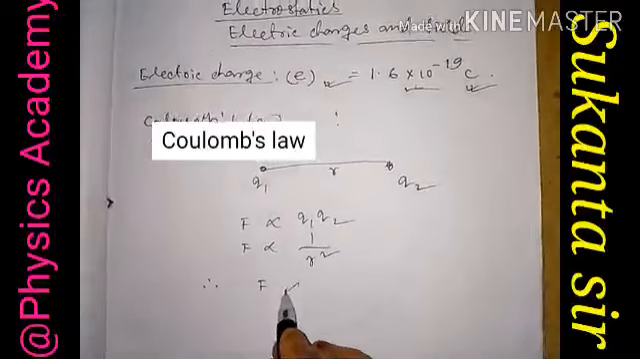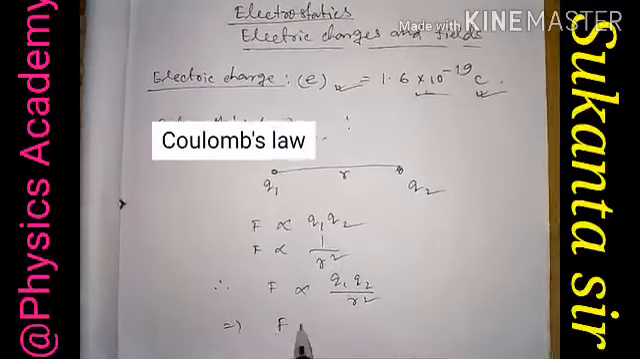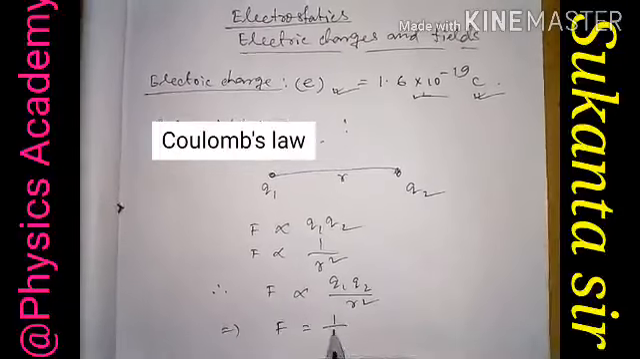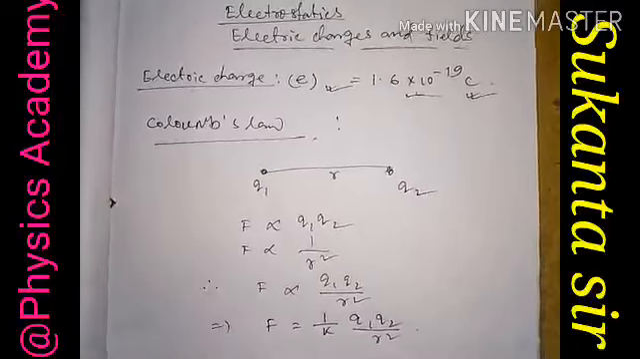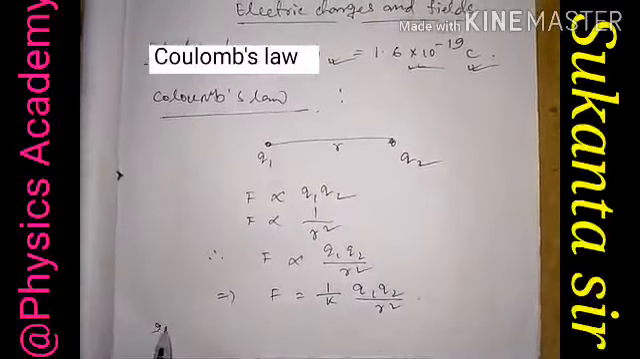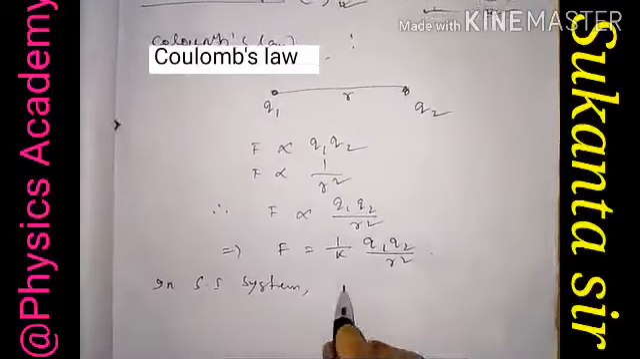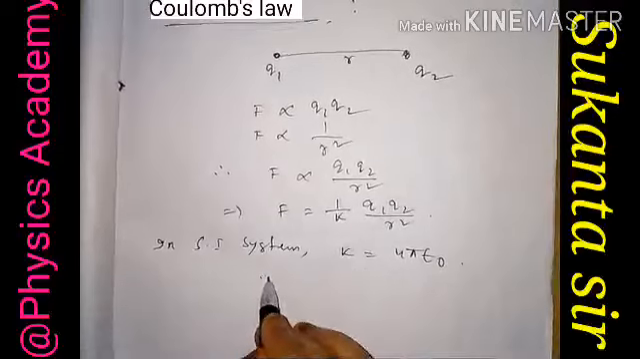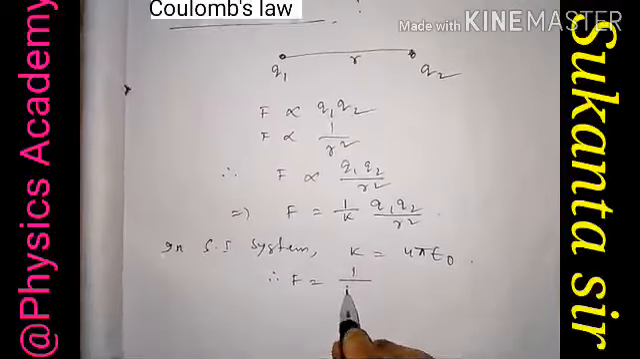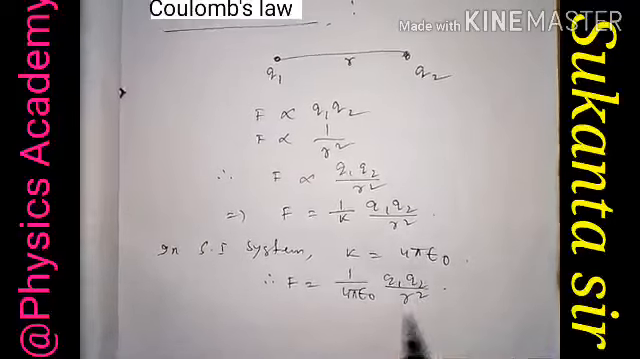Therefore, from here we can write F proportional to Q1 Q2 by R square, or F equal to 1 by K, Q1 Q2 by R square. In SI system, K equal to 4 pi epsilon 0. Therefore, F equal to 1 by 4 pi epsilon 0, Q1 Q2 by R square.